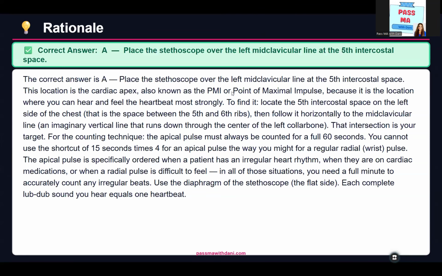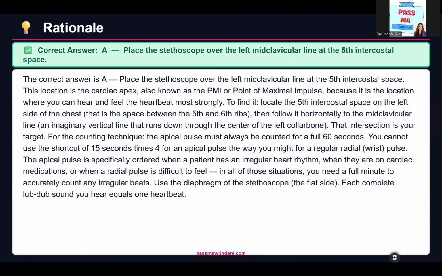All right, if you said A, to place the stethoscope over the left midclavicular line at the fifth intercostal space, then you are correct. This location is what we call the cardiac apex. This is basically the location where you can hear and feel the heartbeat more strongly. Now, another way that you may see this is they may ask you, how do you take an apical pulse? It is over the apex of the heart, which means that we're putting the stethoscope directly over the heart, listening to the heart sounds.